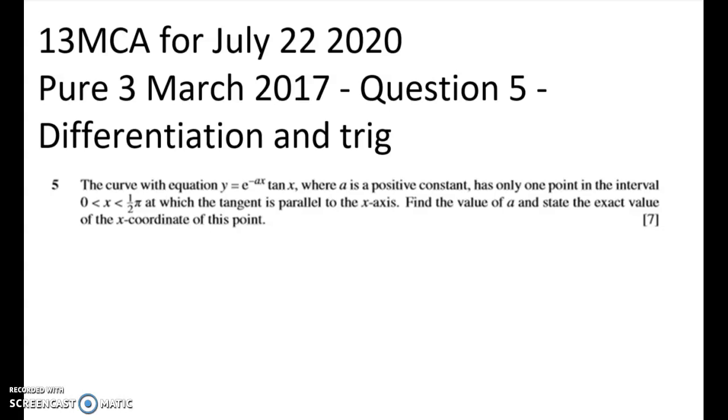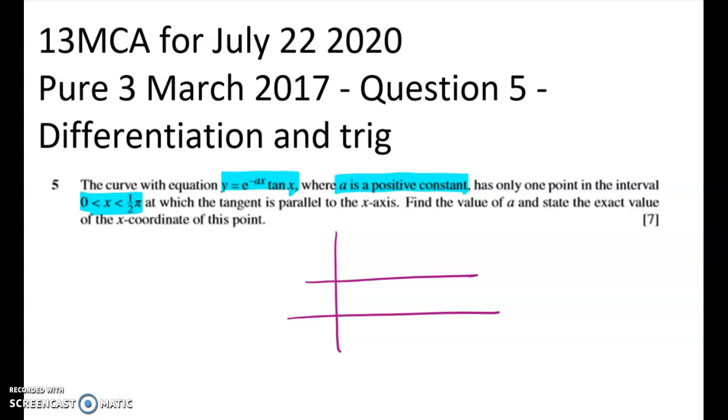We've got a curve with this equation, and a is a positive constant, and we're told that this curve has only one point in the interval from 0 to half of pi where the tangent is parallel to the x-axis. So find the value of a and state the exact value of the x-coordinate of this point. The first thing to think about is that the tangent gradient comes out of the first derivative, so we're going to differentiate and use the product rule for that. Then we're going to set that derivative equal to 0, because if the tangent is parallel to the x-axis, it must have a gradient of 0.